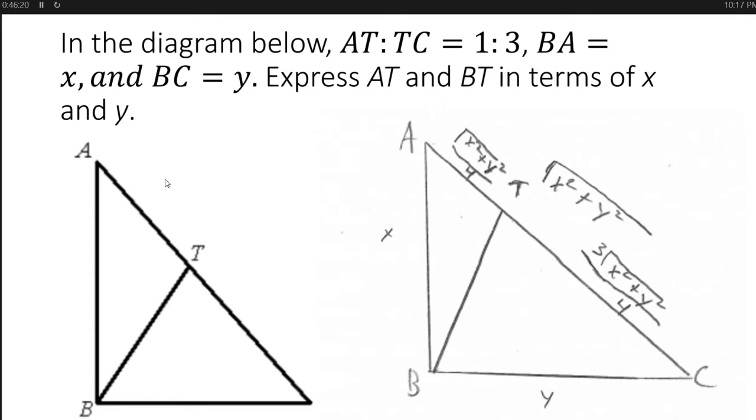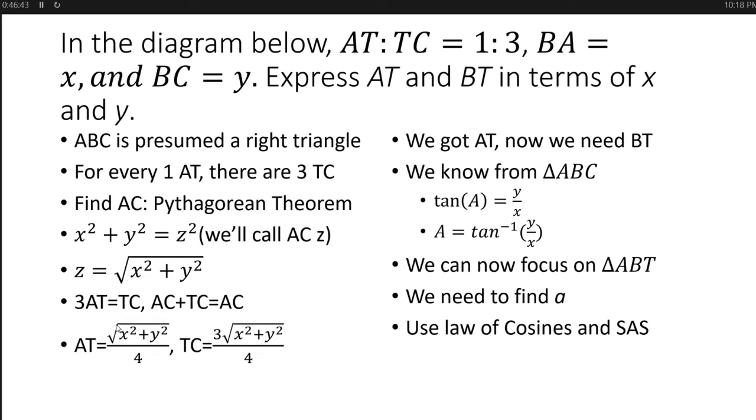First, let's find AT and TC, respectively. We know that this is probably a right triangle because, I mean, this is a right triangle. If it's not, then that's not fair. This is X, this is Y, so that means that using the Pythagorean theorem, this has to be X squared plus Y squared equals, we'll call this Z squared. So let's do the math on the right over here.